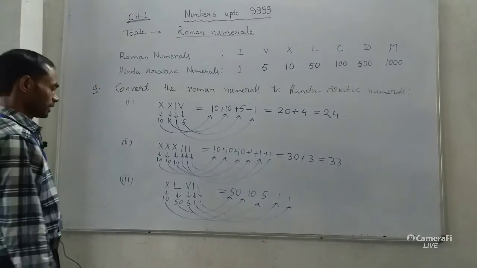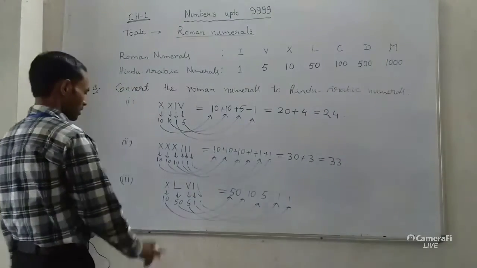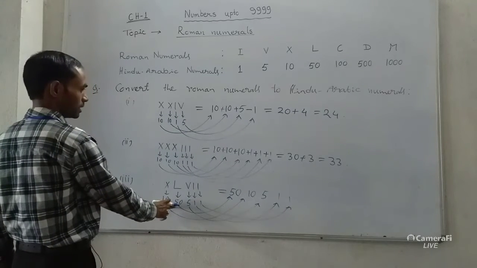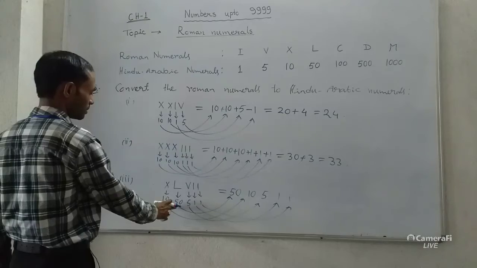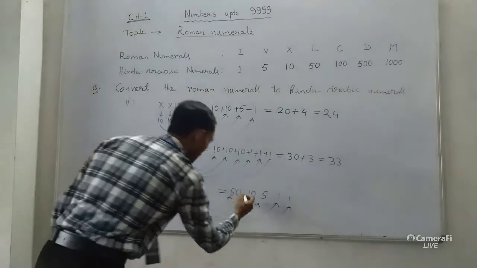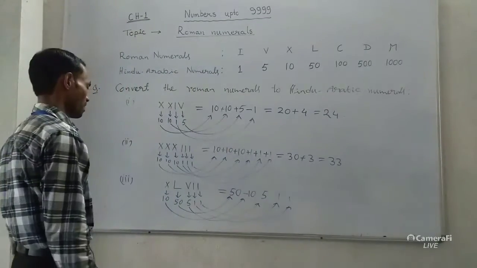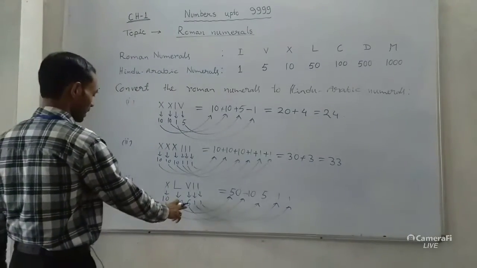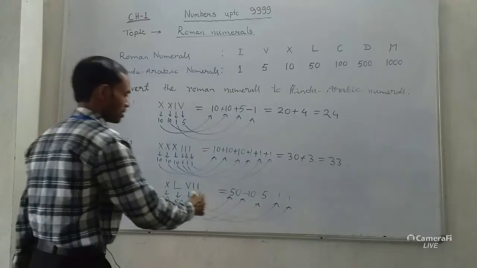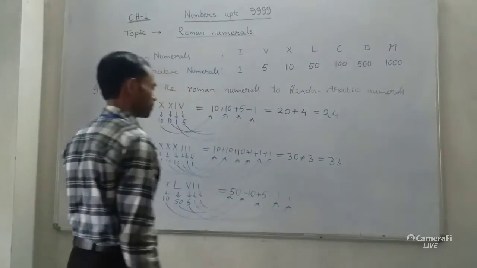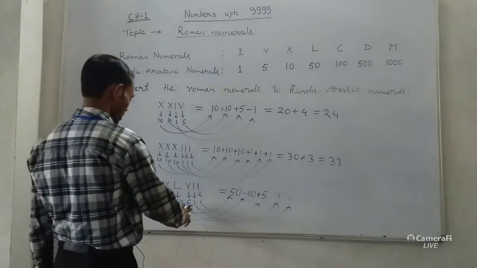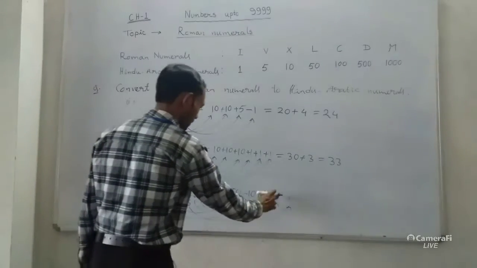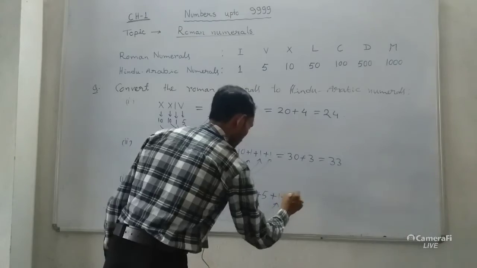Now check it. First 50 has come, okay, but after that there is 10, and 10 was on the left side of 50. The smaller value was on the left side of the higher value, so there will be subtraction. Now 5 is coming after 10 and 5 lies on the right side of 10, so there will be add. Next, after 5 there is 1, and 1 comes after 5, so plus again plus 1.